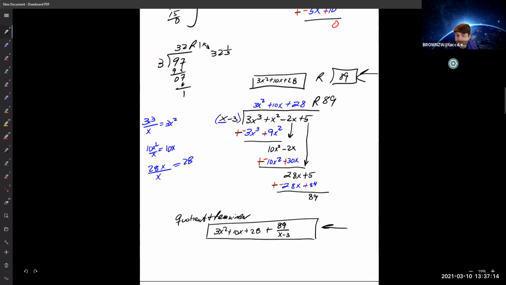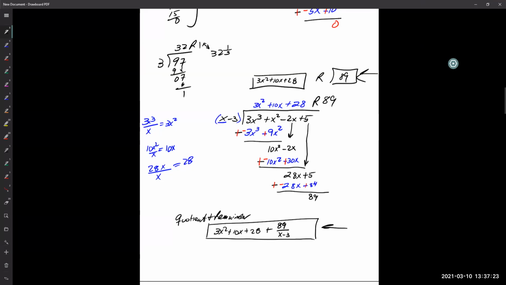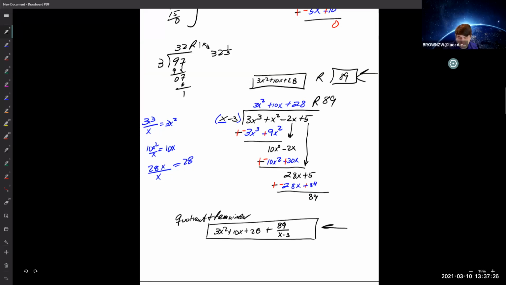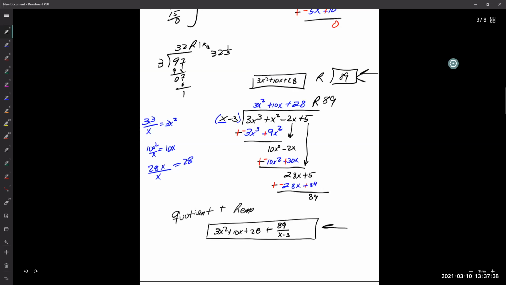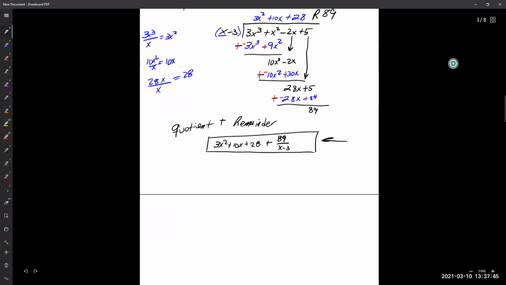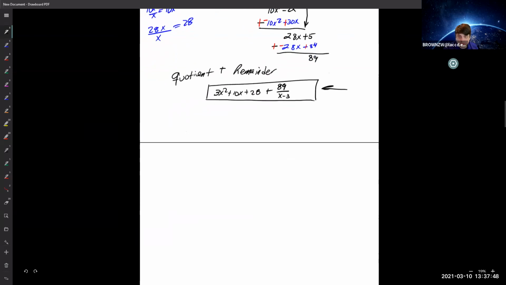Before I move on to the next question. Any other questions on this example here? I just have a question. What does it say over the box, like above the box? Oh yeah, sorry, my pen got. It was quotient plus remainder. Oh, okay. Thank you. Okay. Let's look at one more.